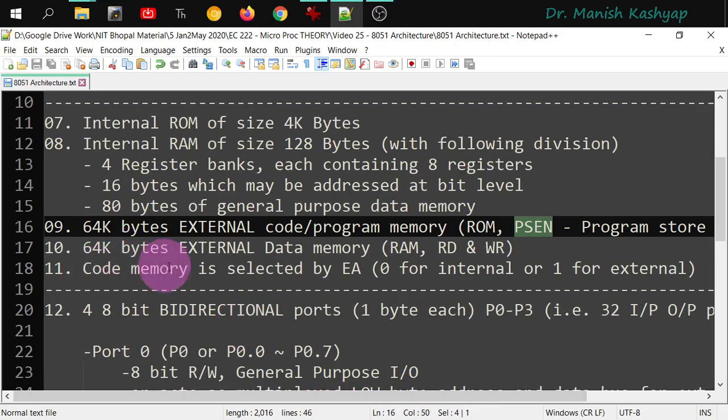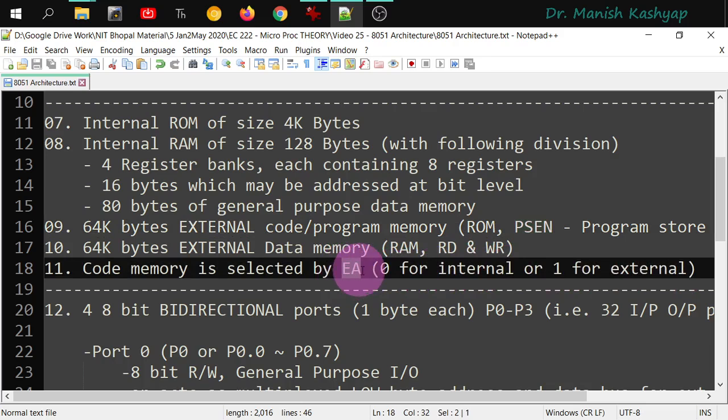And code memory is selected by EA, 0 for internal, 1 for external. So there is a pin called EA, and EA stands for external access. If external access is 0, definitely the internal code memory or the internal ROM will be used. If EA is equal to 1, then the external ROM will be used. External ROM is of 64 kilobytes, as you can see here, and the internal ROM is of 4K bytes, which we know.